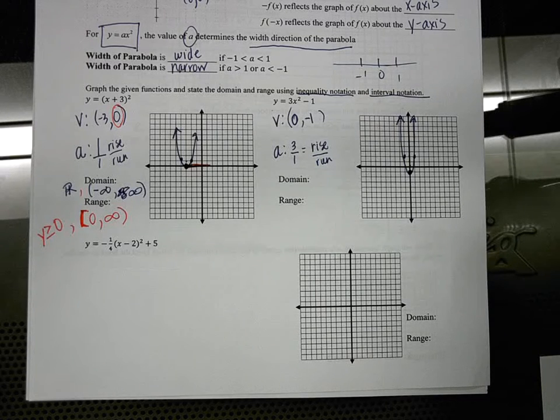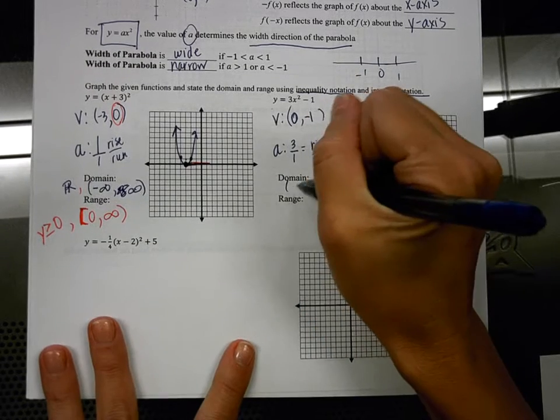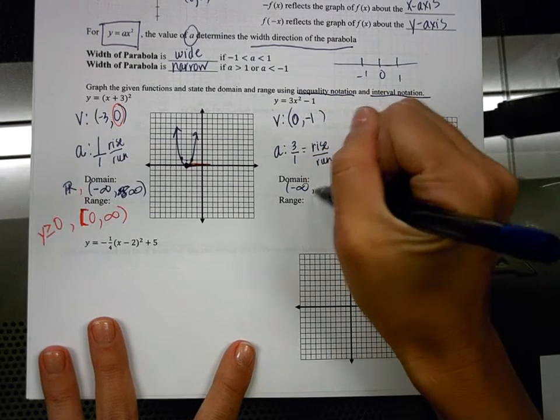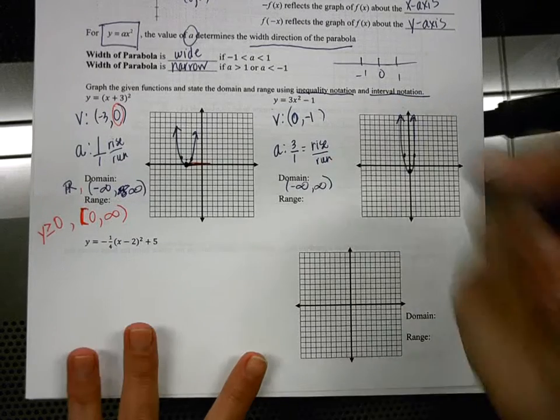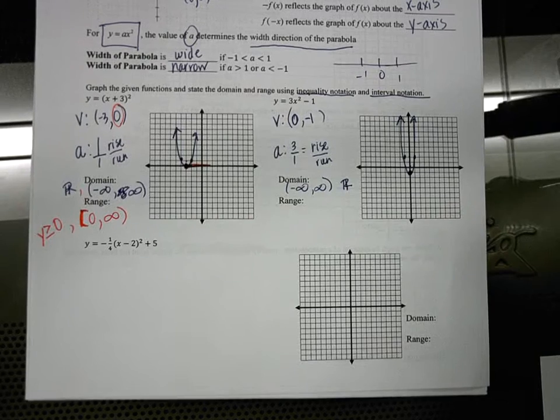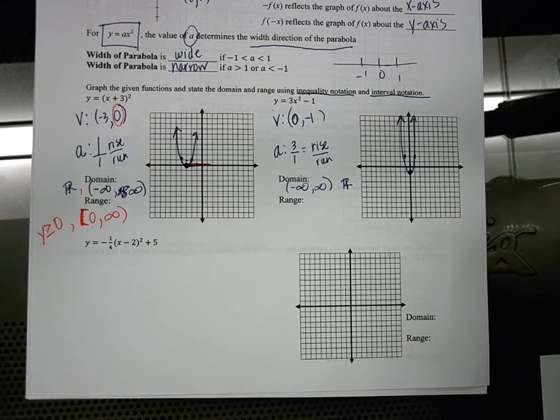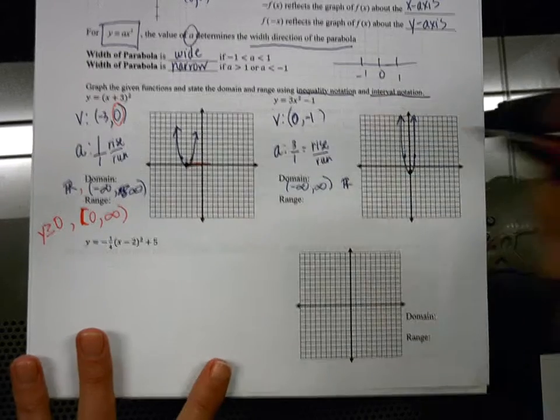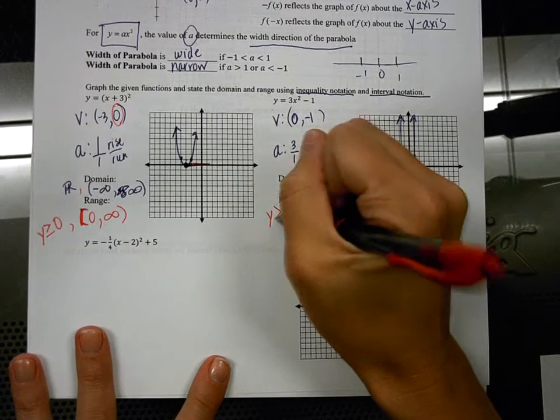Okay, so hopefully you remember domain. What will be my domain? Domain on all of them is your x values, and it's going to be -infinity to +infinity, or all reals. The range is what's a little bit different, so you're looking at your y values. How would I write my range in inequality notation? y is greater than or equal to -1.